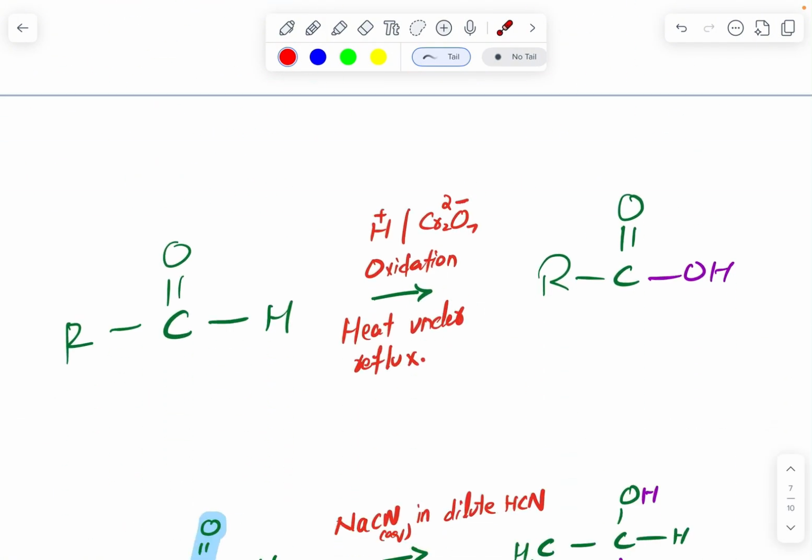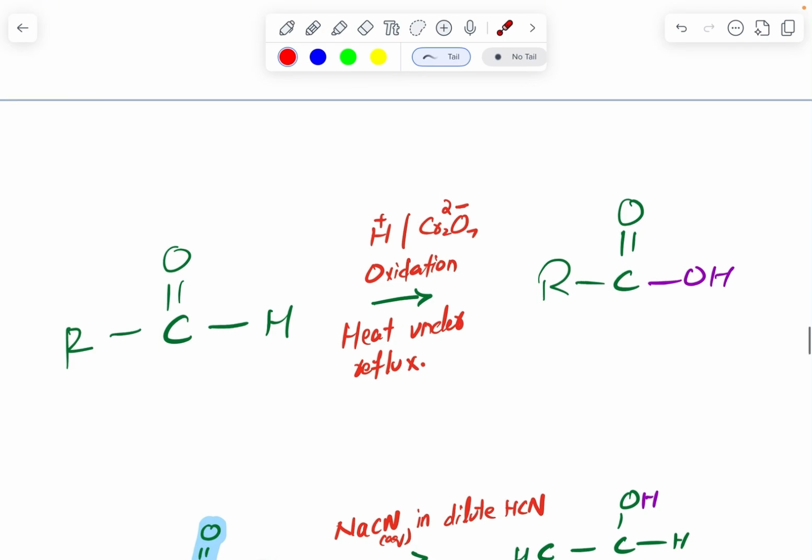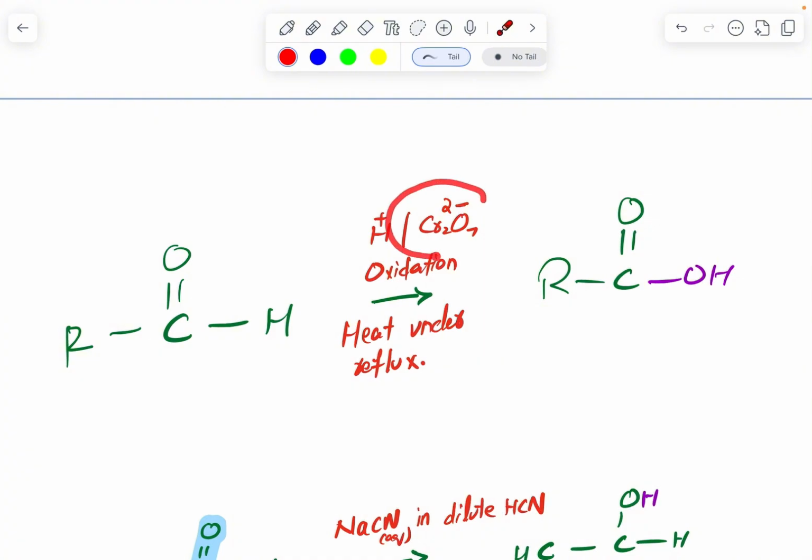So what is the type of reaction? This type of reaction is oxidation, and the reagent is acidified potassium dichromate. You can write in words acidified potassium dichromate and heat under reflux. Clear? You can see that by using this oxidizing agent you will get oxygen, and this would be added over here and you will end up with the carboxylic acid. I'm not explaining in detail.